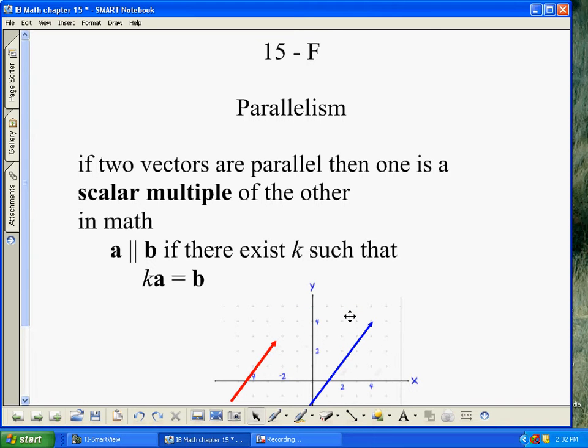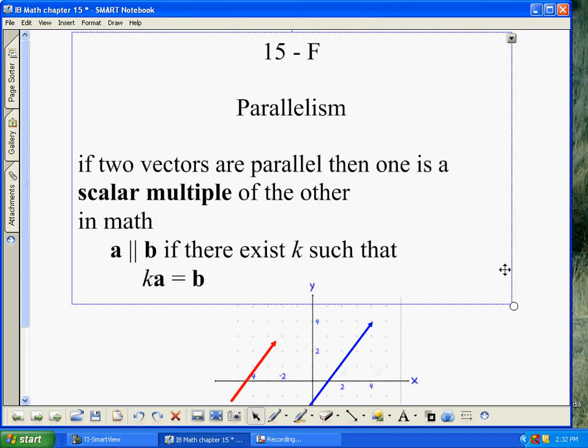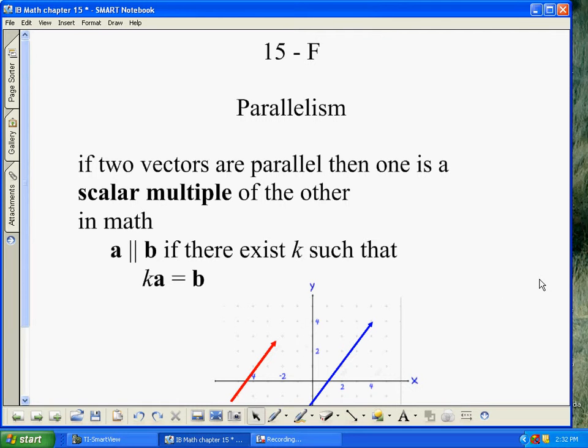15F deals with parallelism. In other words, we're trying to see if two vectors are parallel. And if two vectors are parallel, then that means that one is a scalar multiple of the other. In math, we say that vector A is parallel to vector B if there exists a k, remember k is a number, such that k times vector A is equal to vector B.